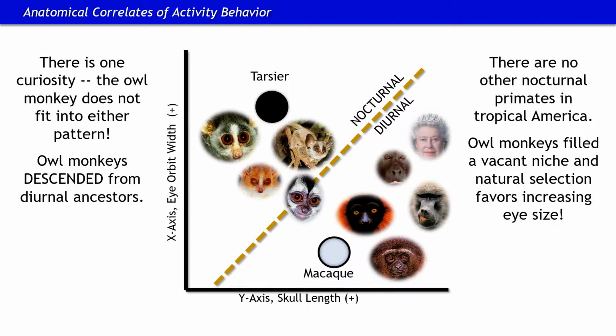Well, there's something odd about owl monkeys. They descended from diurnal ancestors. There are no other nocturnal primates in tropical America. Owl monkeys filled a vacant niche, and natural selection appears to favor increasing eye size. If this goes on for long enough, eventually the owl monkeys should move into the nocturnal group above the line of regression. No other primate has a result like this.